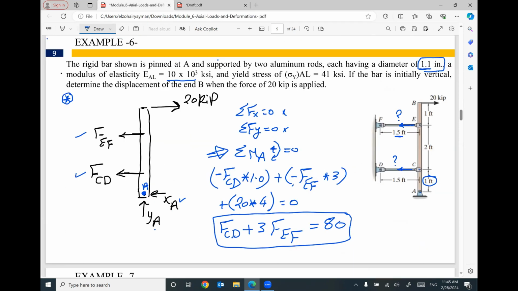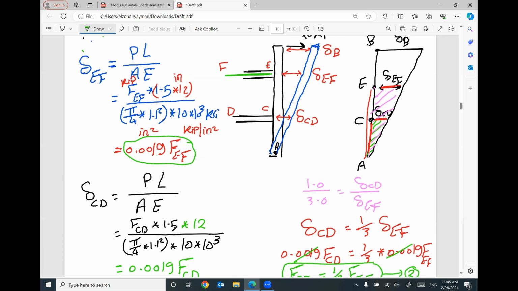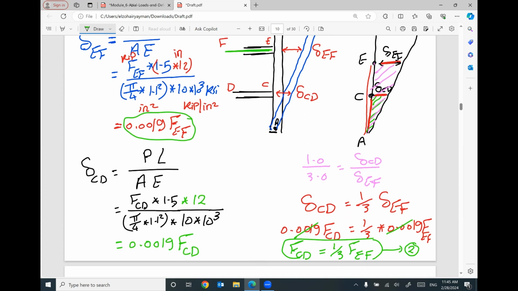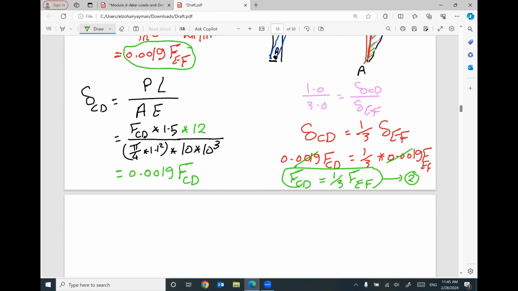Keep in your mind, we have a first equation from engineering mechanics. Summation moment at point A equals 0. I set up this equation. From the compatibility and the deformation, I figured out the elongation in member EF and the elongation in member CD, and I set up this deformed shape, and I find out triangle similarity. So I find out the relationship between delta CD and delta EF. I found the force FCD equals 1/3 the force EF.